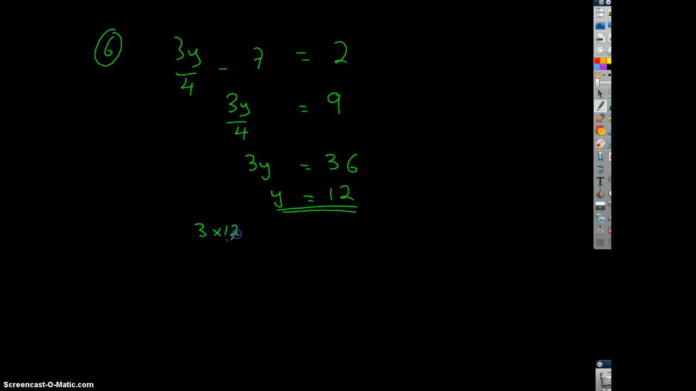3 times 12 over 4 minus 7. Now, does that equal 2? Let's just have a look. 12 divided by 4 is 3. 3 times 3 is 9. 9 minus 7 does in fact equal 2, which is what the original equation said.